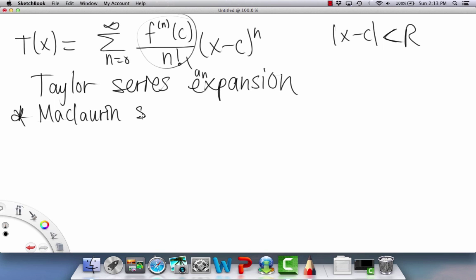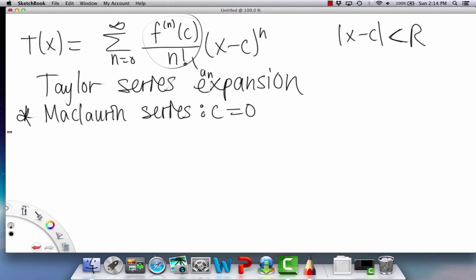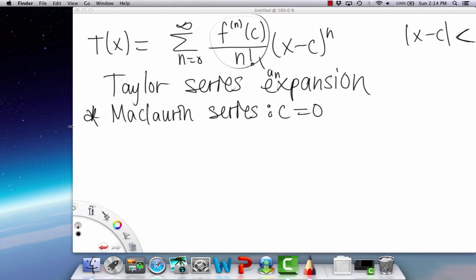Maclaurin series is when our center is 0. So that happens when C equals 0. Okay, so then we also have another important relation.